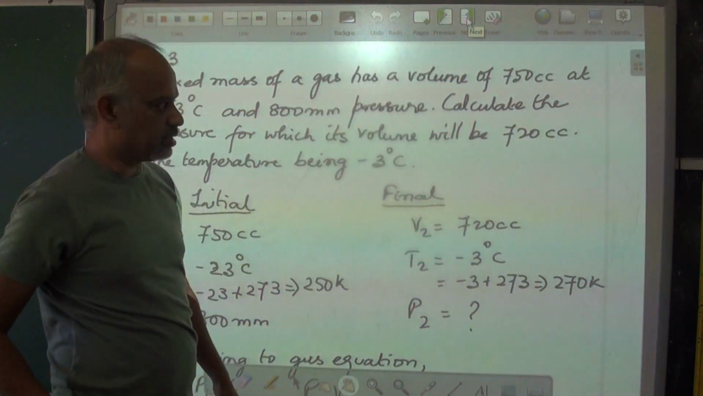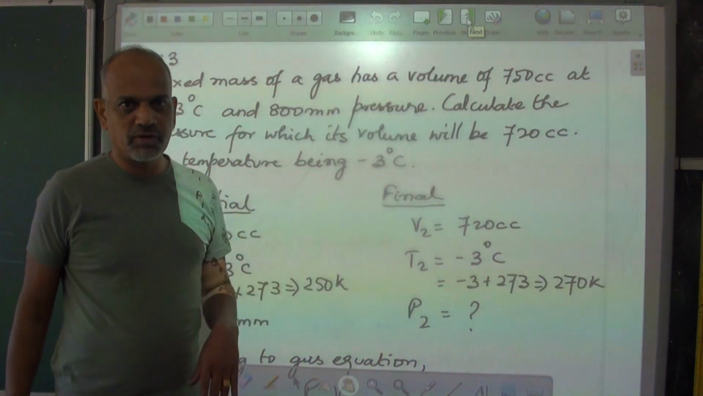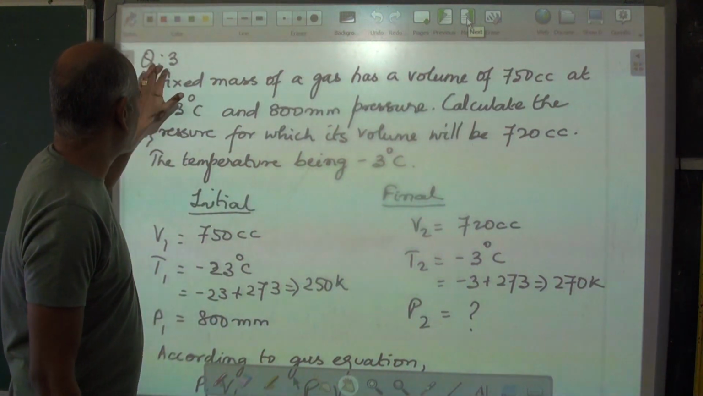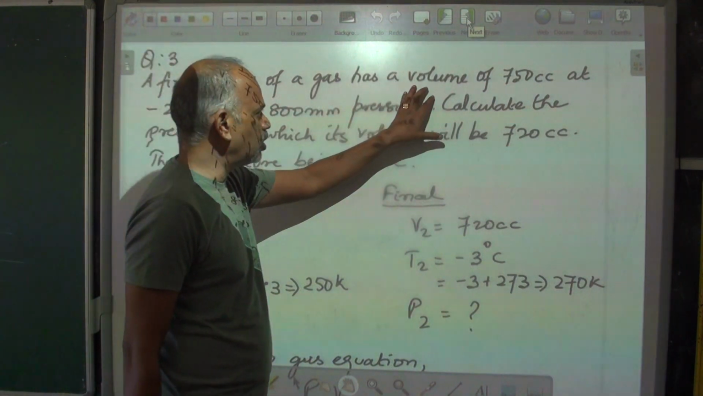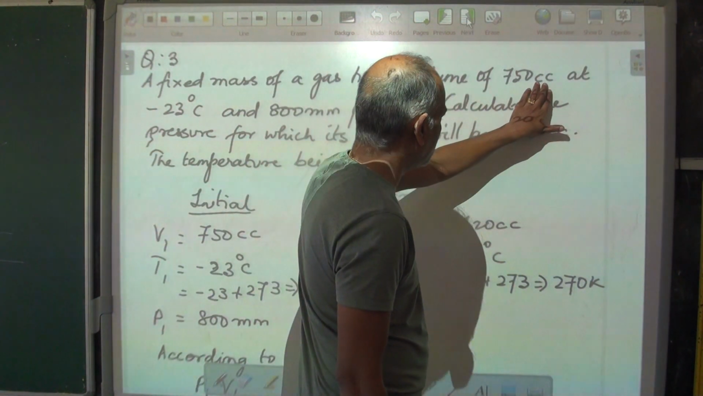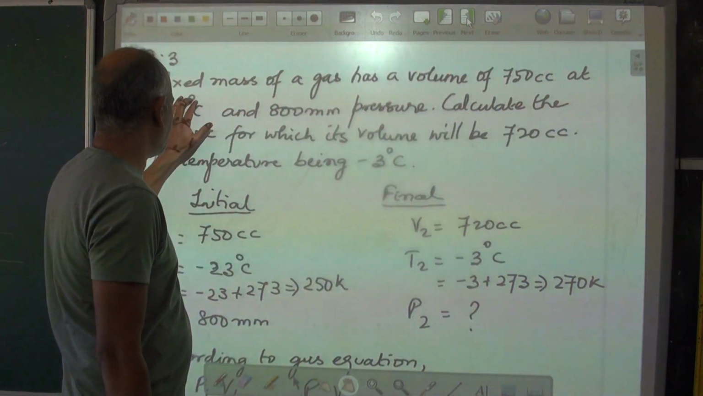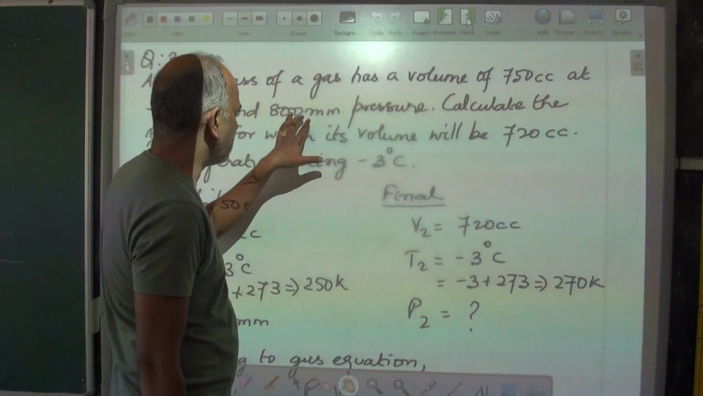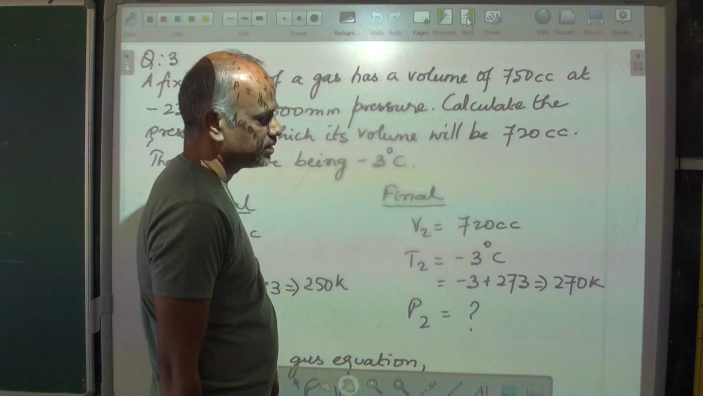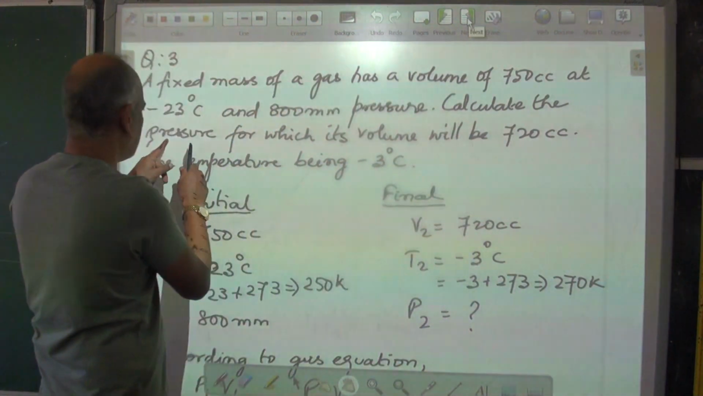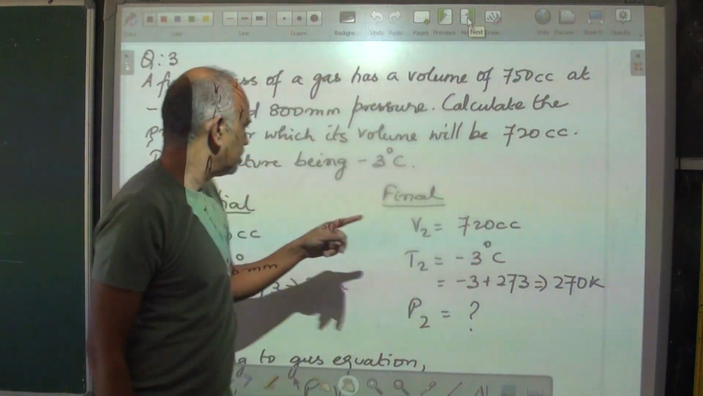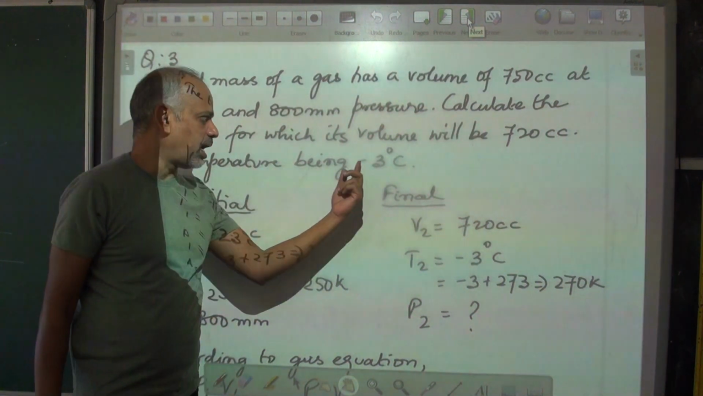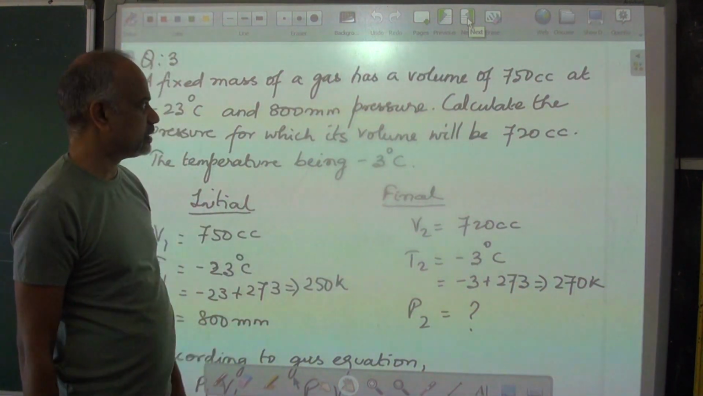Using the gas equation, there are two questions which you are going to solve. The first one is question number 3. A fixed mass of a gas has a volume of 750 cc at minus 23 degrees Celsius and 800 millimeter pressure. Calculate the pressure for which its volume will be 720 cc, the temperature being minus 3 degrees Celsius.